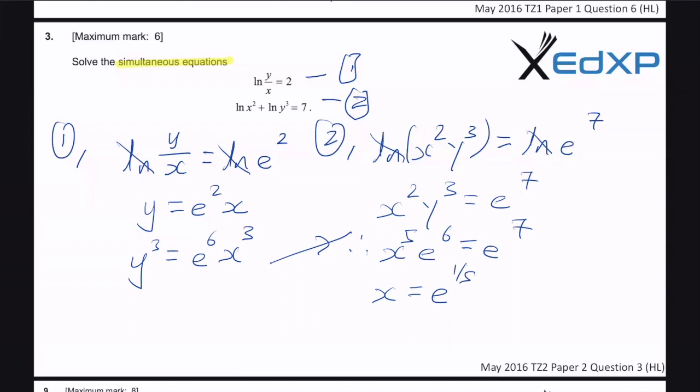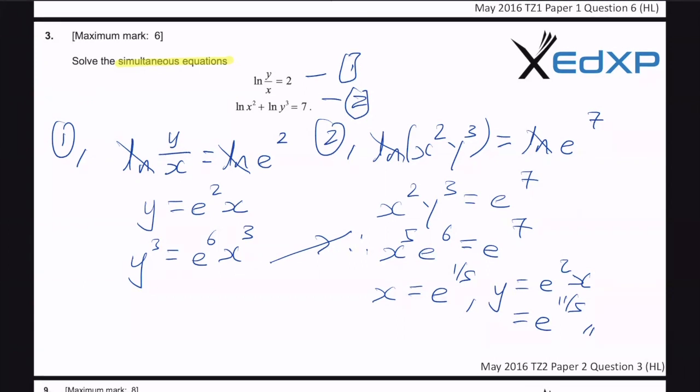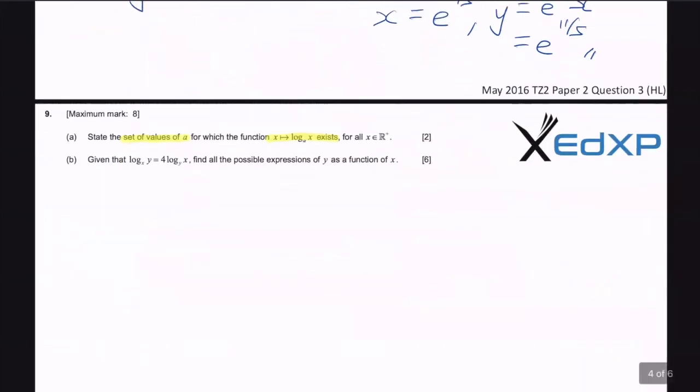That's for x. And to find y, I can sub it back in to any y equation. The easiest one being y equals to e squared x. And I will get e to the power of 2 plus 1/5. So that will be 11 over 5. Okay, and that's for the second example. Let's move on to the third past year paper example.